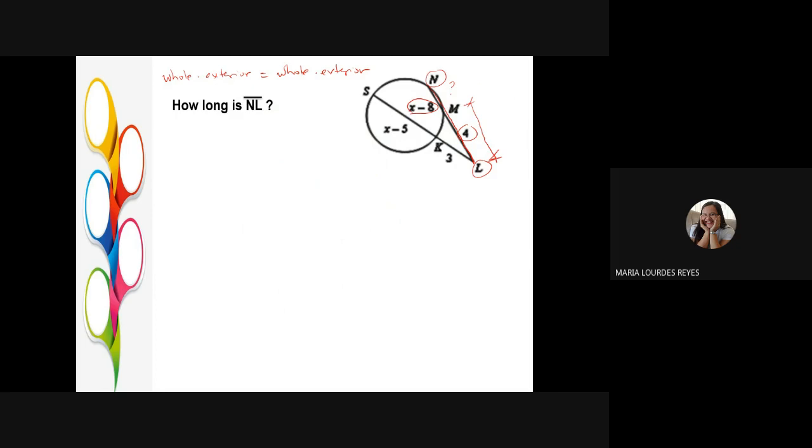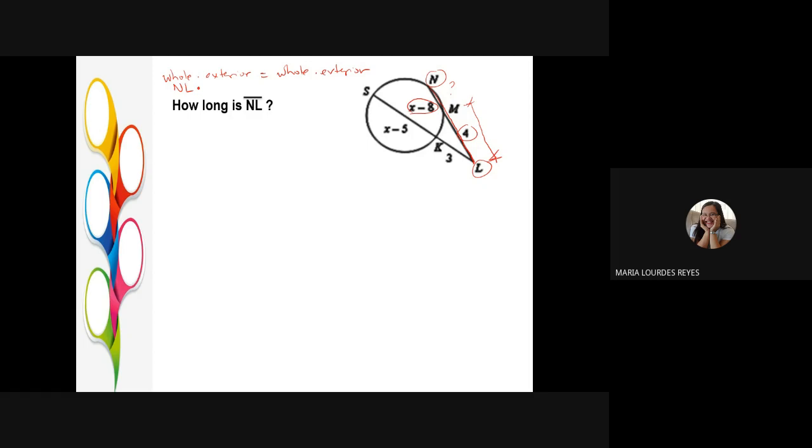this is what we will do. What is the whole? Our whole is NL, right? What is the exterior of NL? Class, would you like to share your idea? If the whole is NL, what could its exterior part be? Would you like to try, Jerlyn? Exterior means it's outside.